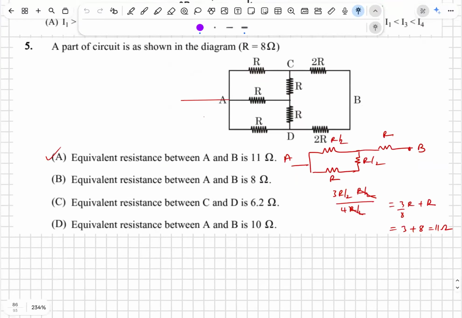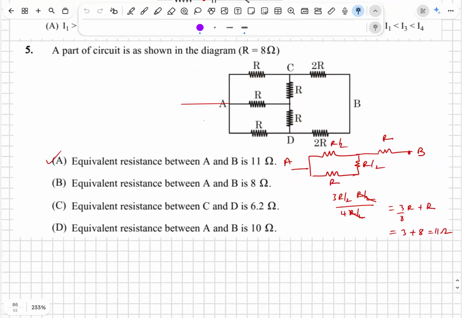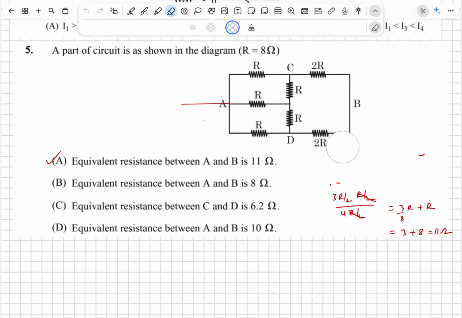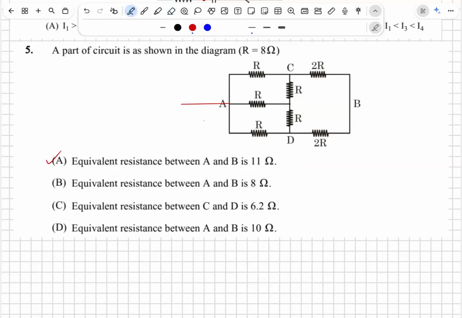Next question. A part of a circuit is as shown in the diagram. Given that capital R is 8 ohm, they want the equivalent resistance between A and B. See, in this question, what I have done, I will explain. You can see that A, C and D are symmetric.